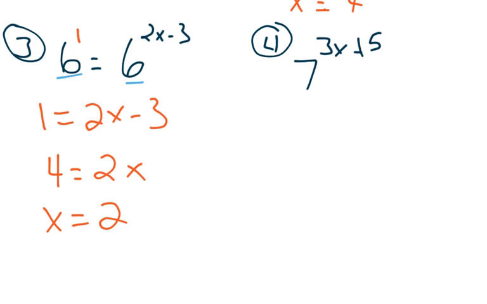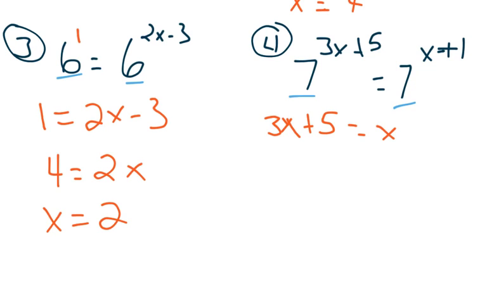3x plus 5 power is equal to 7 to the x plus 1 power. Okay, so 7 to the x plus 1 power. Again, the bases are the same, they're both 7, so we can just set the exponents equal to each other. 3x plus 5 is equal to x plus 1.